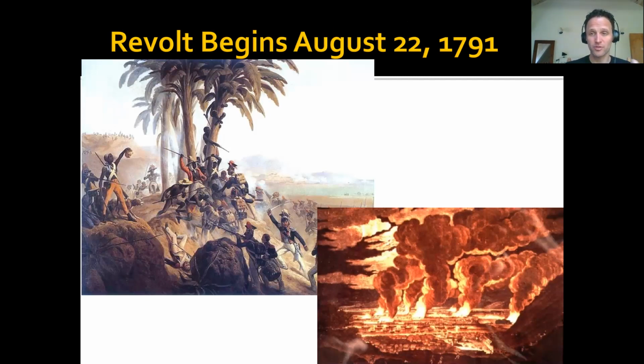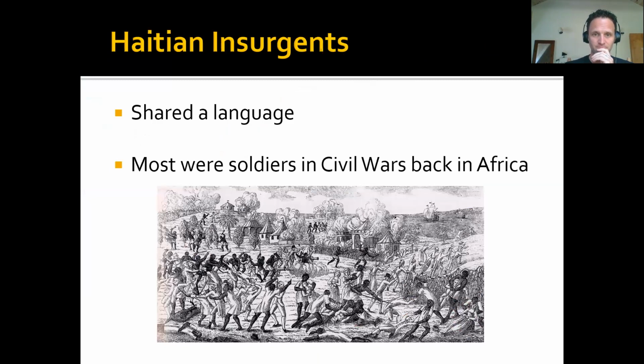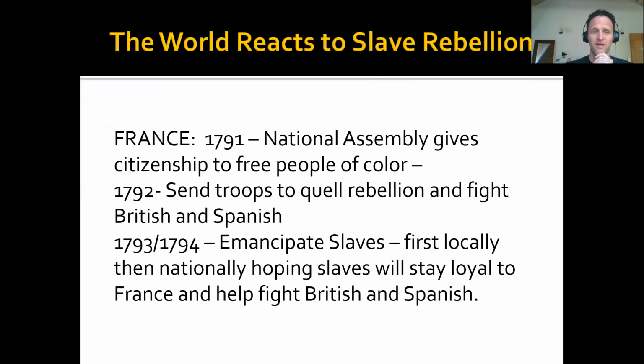And they get these rumors of the French Revolution. So the French Revolution is definitely percolating through Haiti in 1789, 1790. And in 1791, the enslaved Africans make their move. The revolt starts on August 22nd, and plantations start to be burned, and it just kind of catches fire across the colony. The Haitian fighters often shared an African language. Many had been soldiers back in Africa.